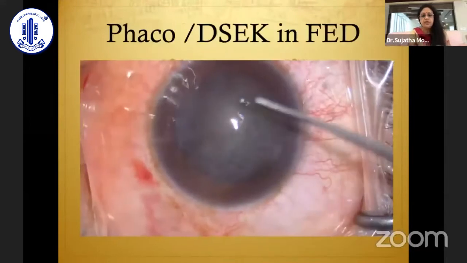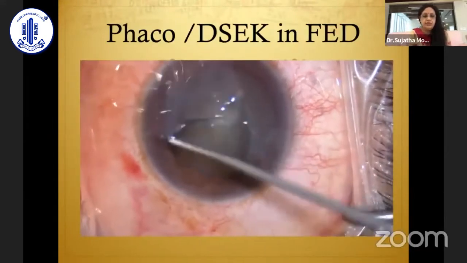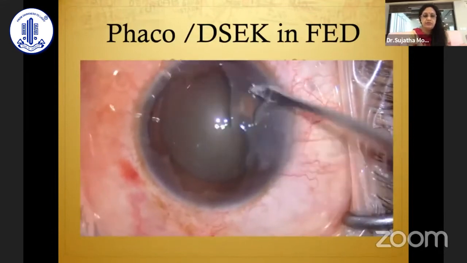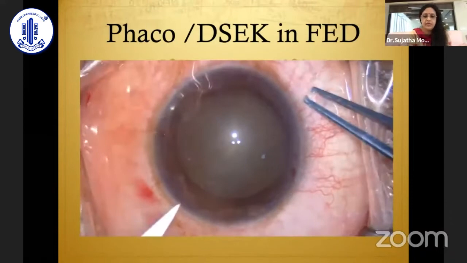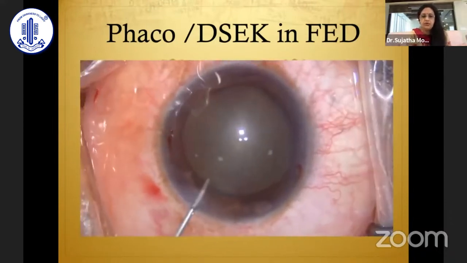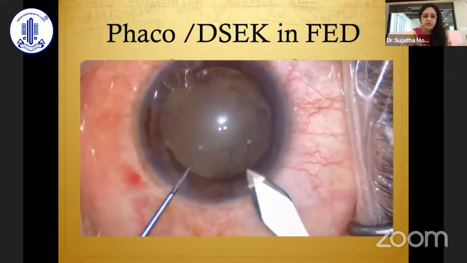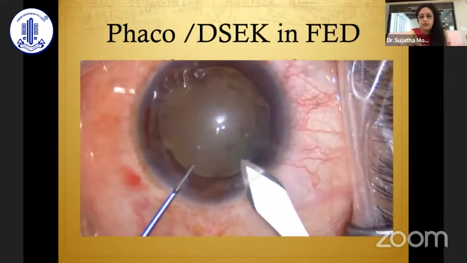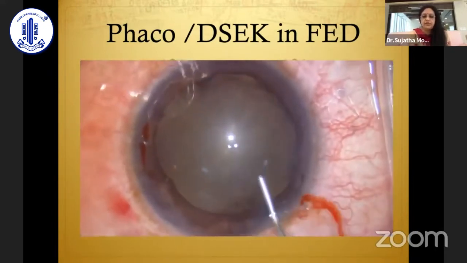So this is one of my patients who had a DSEK for Fuchs endothelial dystrophy. You see how beautifully the epithelium has come off. And once the epitheliorhexis has been done, you can see a very clear anterior chamber. You can visualize the lens very nicely, and you can go ahead with a routine phaco.